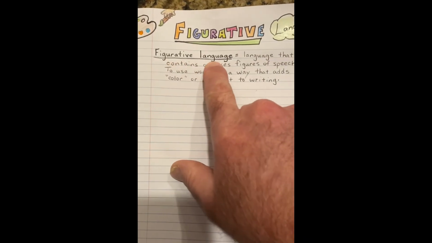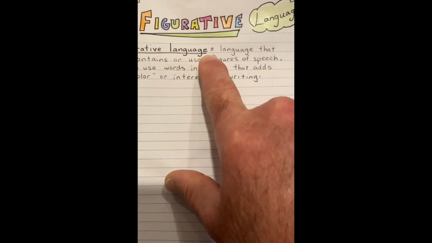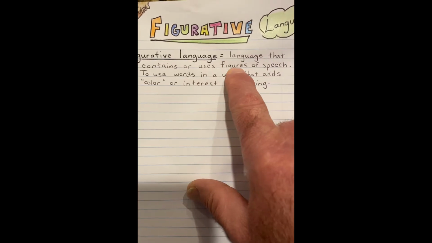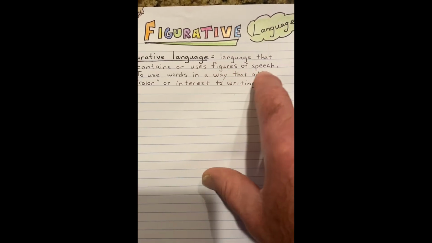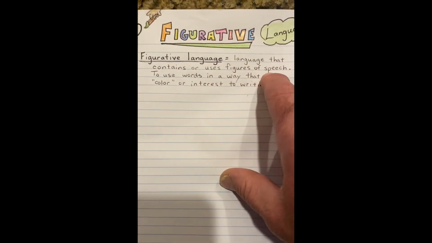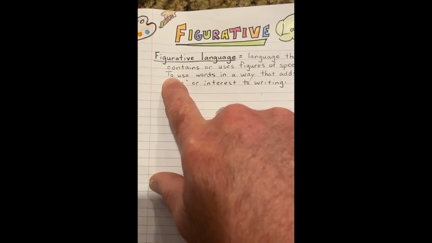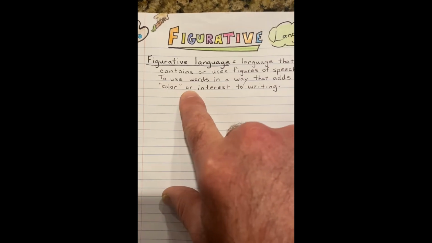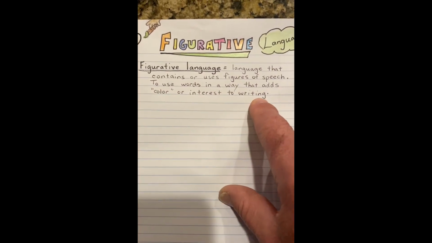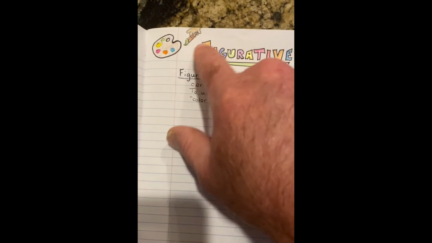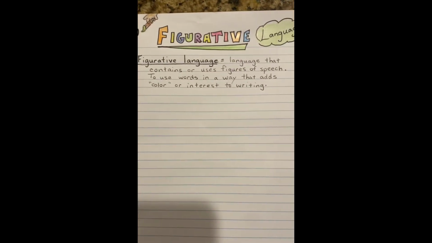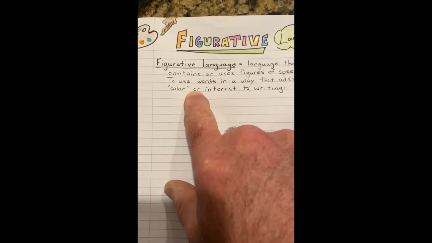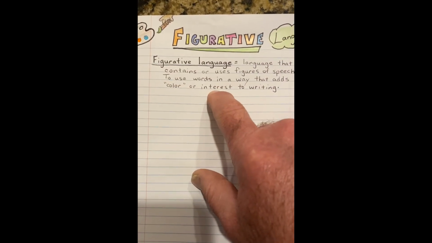And so let's read here. It says, figurative language, I have a definition, equals language that contains or uses figures of speech. So that's something we need to understand. What are figures of speech? You use words in a way that adds color or interest to writing. So you can see I put a lot of color in with my notebook page here to remind me that figurative language adds color, makes things interesting.